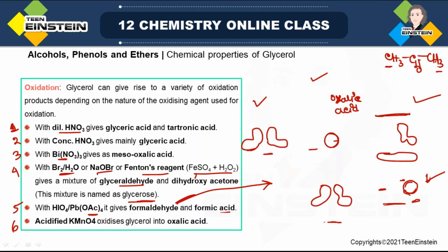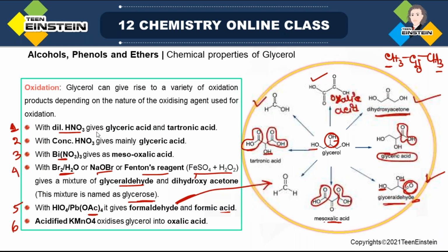Remember, in this slide, when we have used acidified KMnO4, the last point, number 6, you are getting oxalic acid. When it is bromine water, you are getting a mixture of glyceraldehyde and dihydroxyacetone. When it is HNO3, you are getting glyceric acid or tartronic acid. But in none of these points are you seeing any acrolein molecule, right? So only one reagent is left.